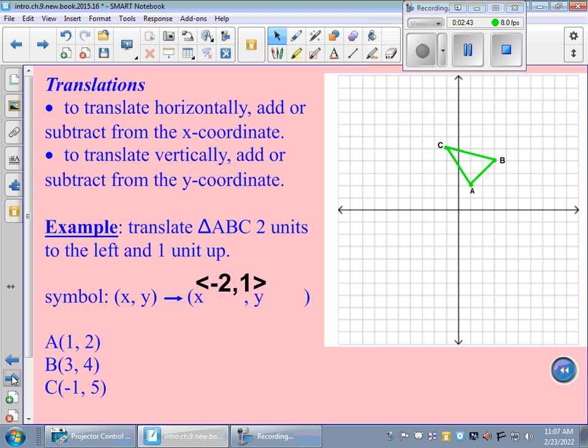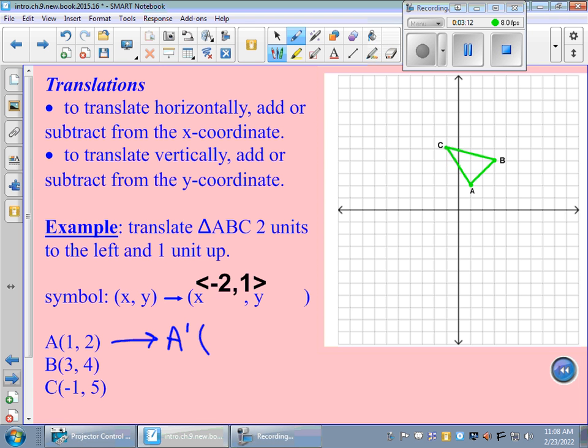If we were doing our foldable notes, this would be underneath the flap of the upper left. Translation is when you move the object and it keeps the same shape and size. To translate horizontally, you add or subtract from the x coordinate. To translate vertically, you add or subtract from the y. In this example right here, we are going to take our original ordered pair, which you can see in green, and translate it. We're going to call this new one A prime.